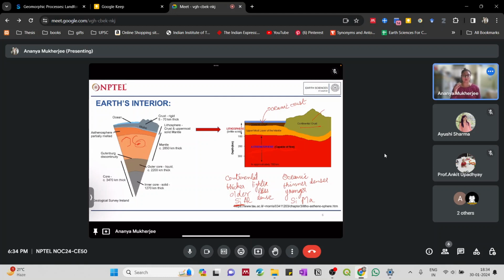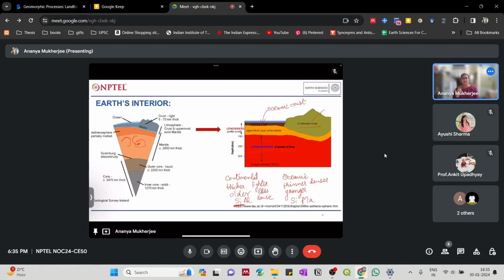Along with these major layers, there are boundaries which distinguish each and every layer. If we start from the inner core and outer core, the core is distinguished from the mantle by the Gutenberg discontinuity. The mantle and the crust are distinguished from each other by the Moho discontinuity. So these are two important zones in the interior of the earth.